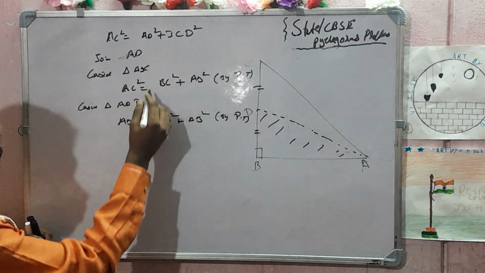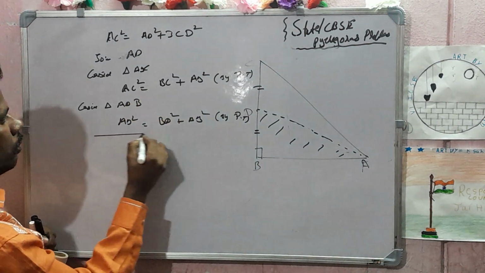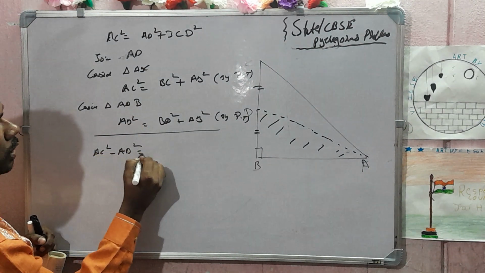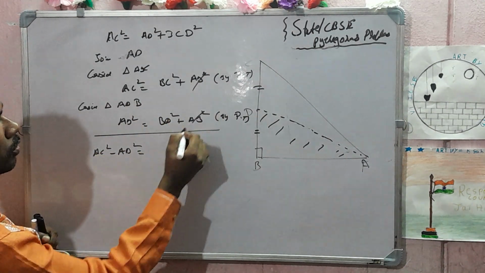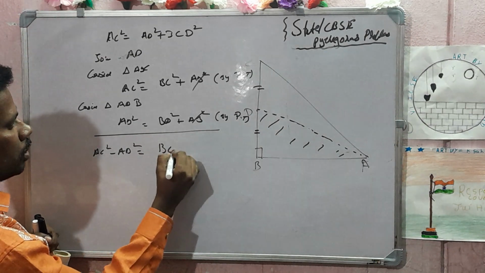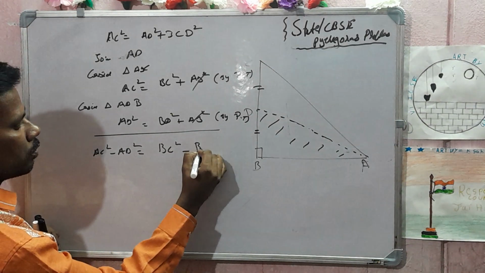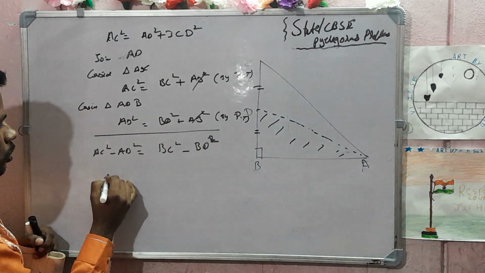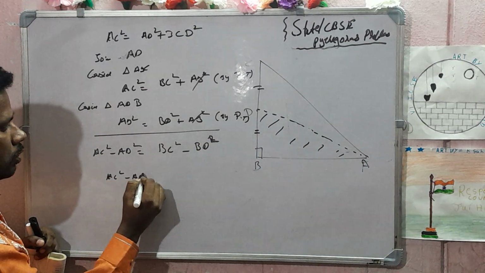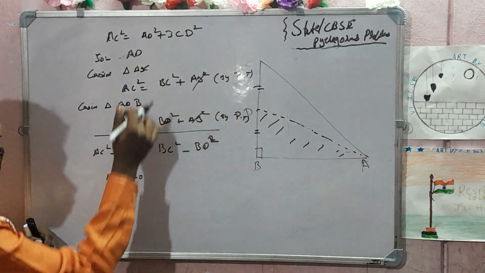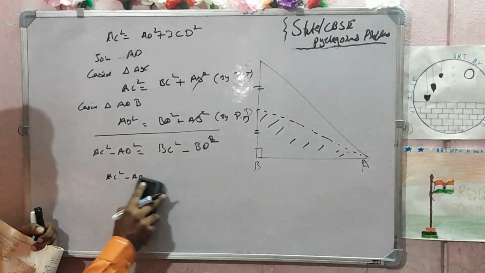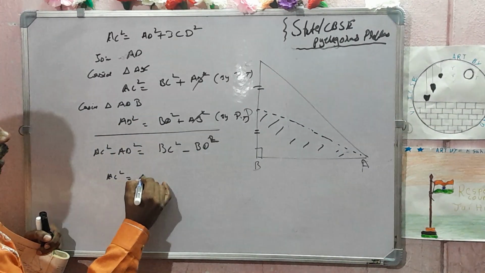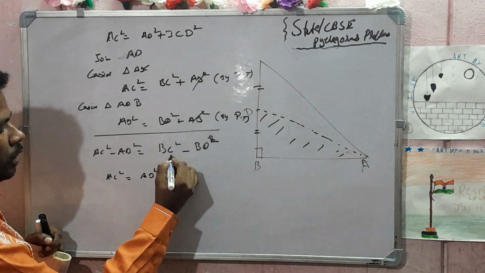So subtract 1 minus 2. What will you get? AC square minus AD square is equal to, this AB square will get cancelled, BC square minus BD square, right? So AC square minus AD square. See here, we are nearer to the theorem. So AD square bring to that side.